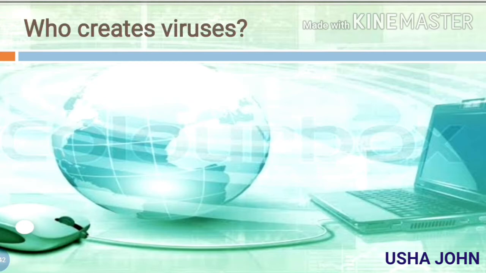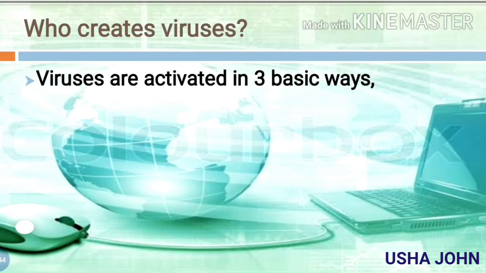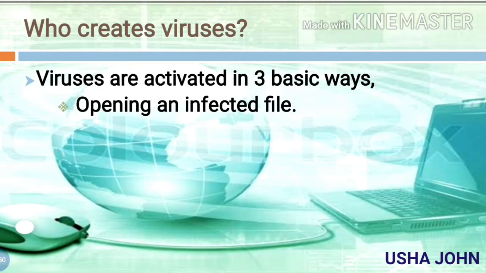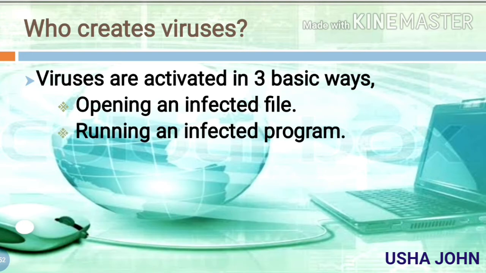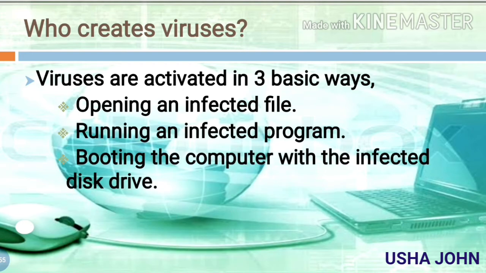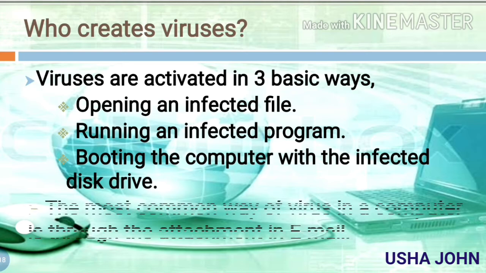how are viruses activated? Viruses are activated in three basic ways. First one, opening an infected file, running an infected program, booting the computer with the infected disk drive. First, opening an infected file: when we open an infected file in our system, it starts working. Next, running an infected program in our computer, it starts working. Booting the computer with the infected disk drive: when we boot the system with the infected drive, the virus starts working.